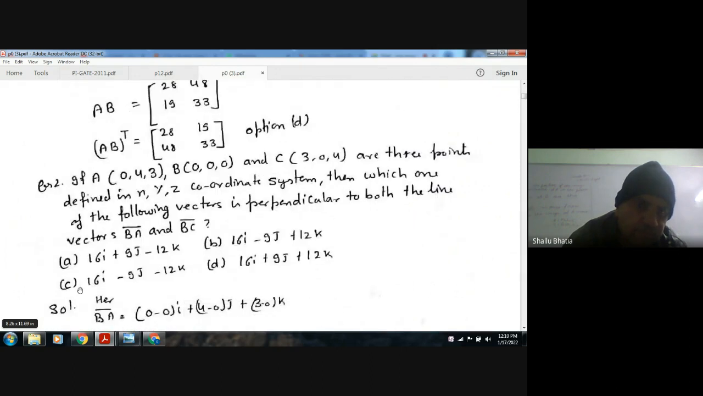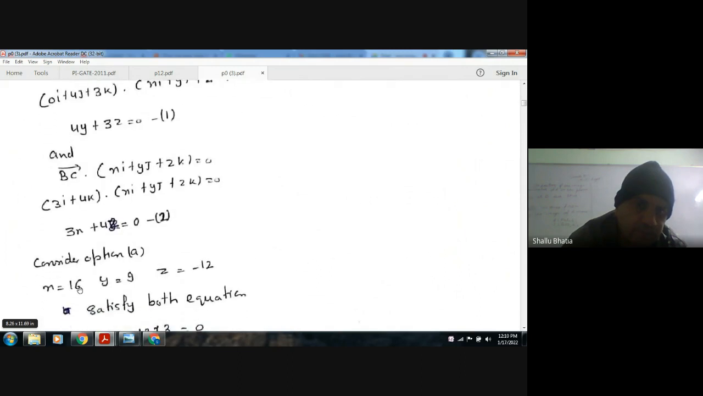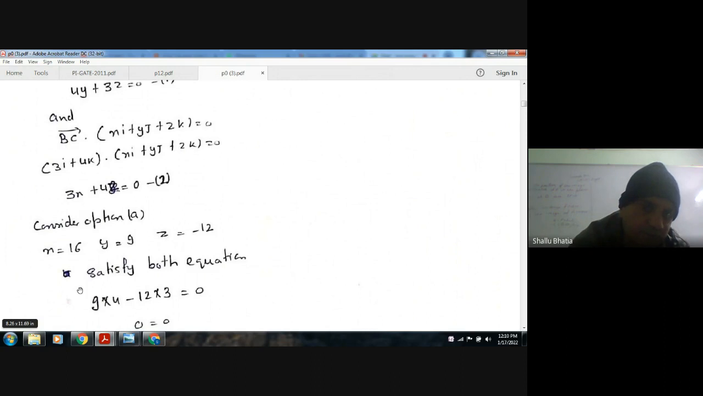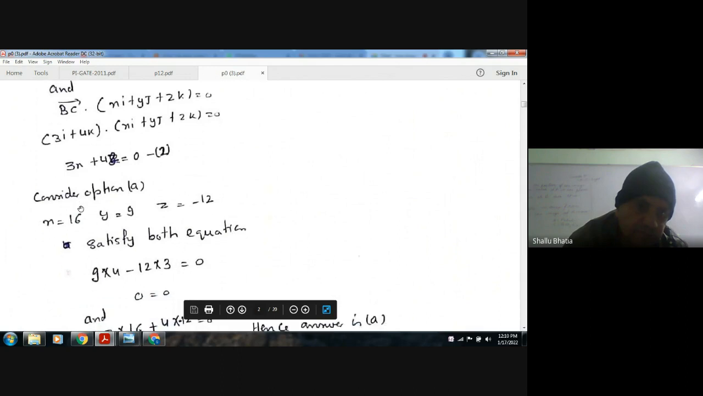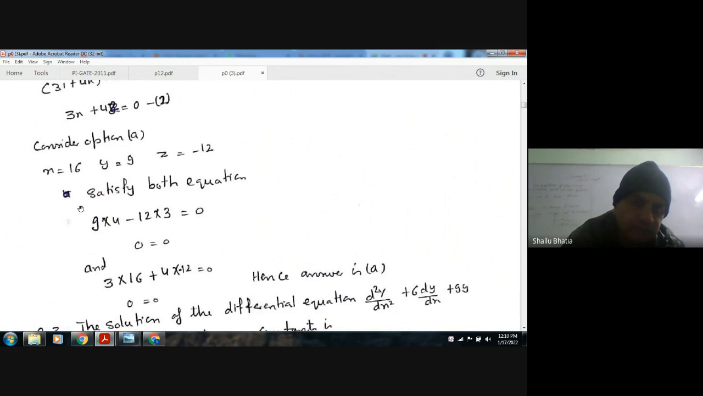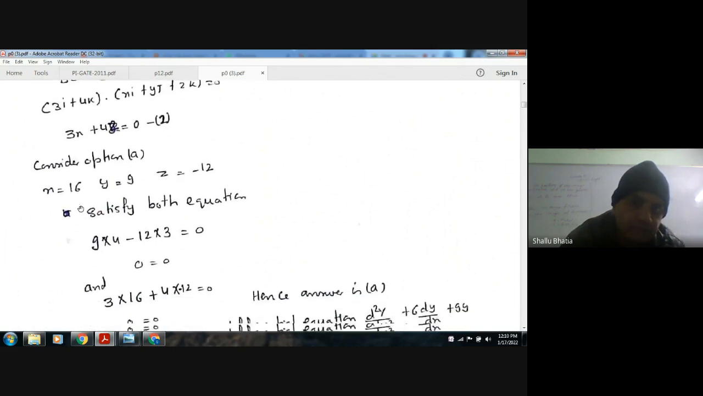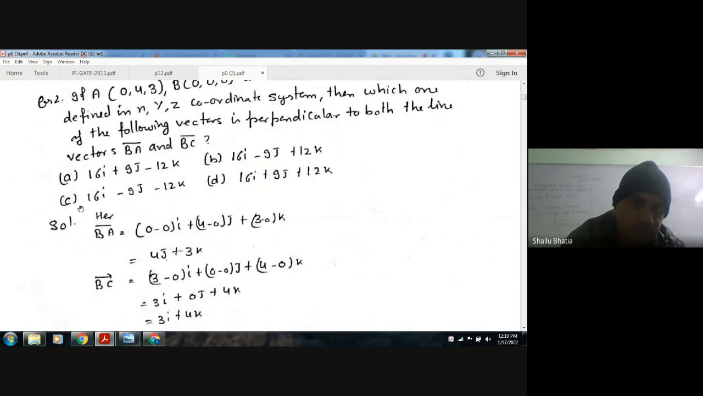The first option is 16i plus 9j minus 12k. Here the value of x is 16, y is 9, and z is minus 12. So this option satisfies. If we put y equal to 9 and z equal to minus 12, then it is 0. And if we put x equal to 16 and z equal to minus 12, then it also satisfies the second equation. So the answer is A.